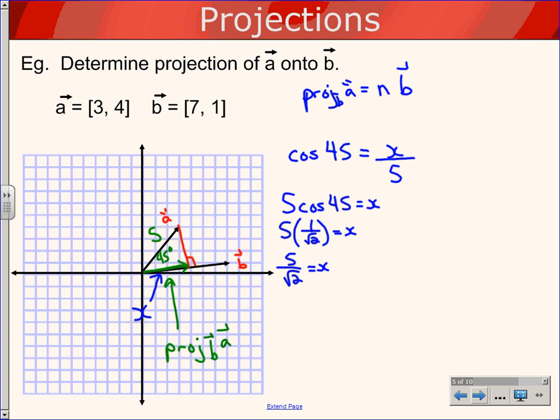That's not as long as vector b. But I'm going to use that length to try and scale vector b down, right? We said here that the projection was going to be some multiple of vector b. I can use this number, this new magnitude, to help with that. The easiest way to do it is to get a unit vector in the direction of vector b.